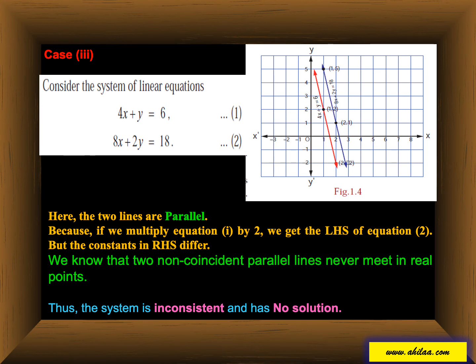So, dear children, remember the three cases. First case, two different lines: unique solution, consistent. Second case, completely identical lines: infinitely many solutions, consistent. Case 3, only the left hand side values are identical, not the right hand side. So these are parallel lines. For parallel lines, the system is inconsistent and has no solution. Understood? Good.